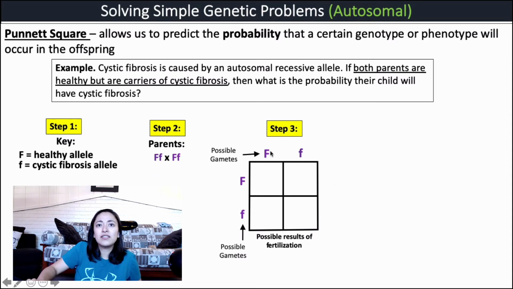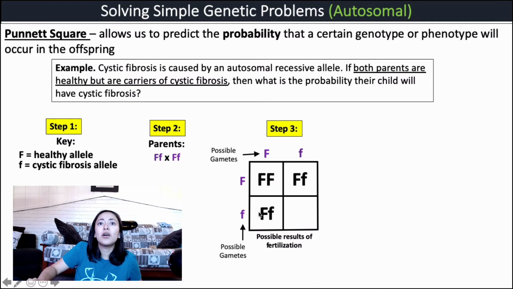Okay, so if this gamete and this gamete fertilize each other, then the offspring would be big F, big F. If this gamete and this one fertilize each other, the offspring would be big F, little f. Then we bring down to this square. If these two gametes fertilize each other, then it would be big F, little f again.